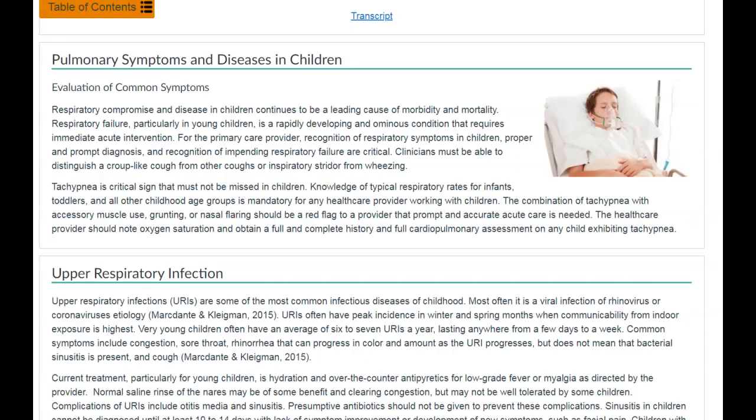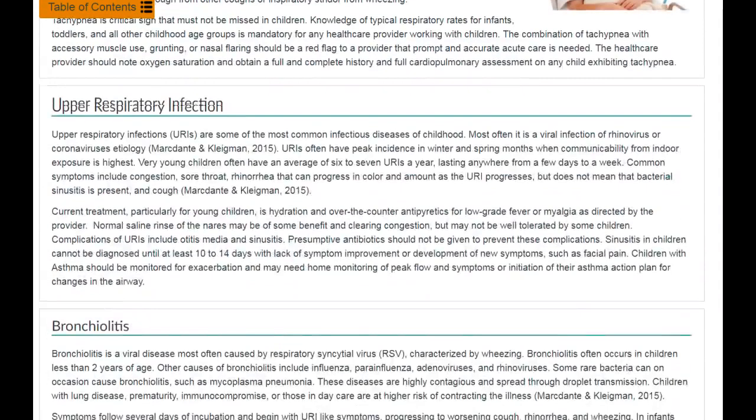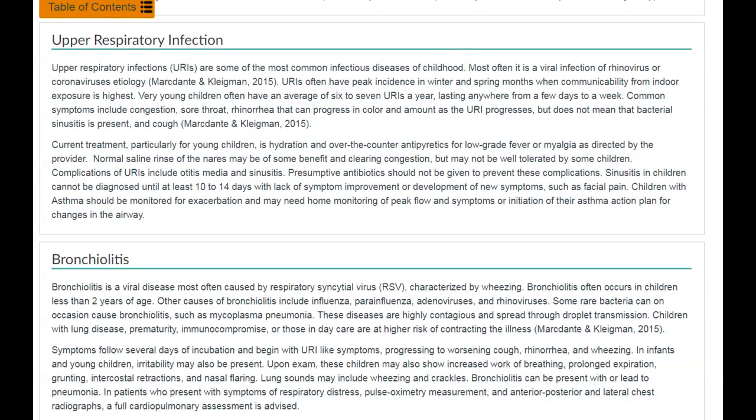Upper respiratory infection. Upper respiratory infections are some of the most common infectious diseases of childhood. Most often it's a viral infection of rhinovirus or coronaviruses. URIs often have a peak incidence in winter and spring months when communicability from indoor exposure is highest.